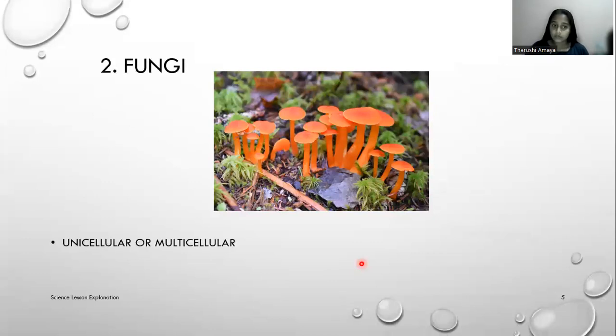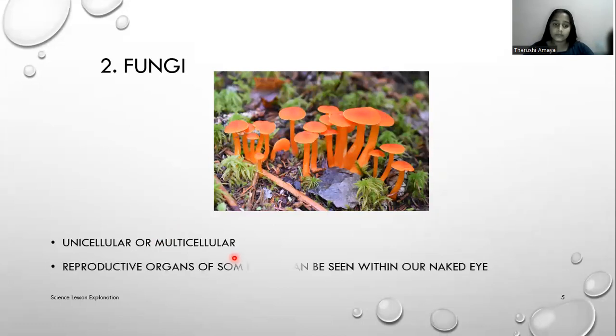And the next topic, fungi. There are some features of fungi: unicellular or multicellular. Reproductive organs of some fungi can be seen with the naked eye. They are spread widely on moist surfaces. For some examples of fungi, we can see Mucor and Saccharomyces. We can see Mucor on bread, and Saccharomyces means yeast.